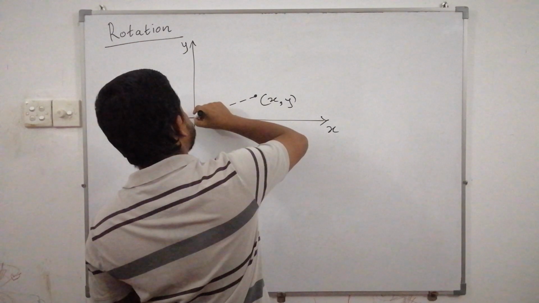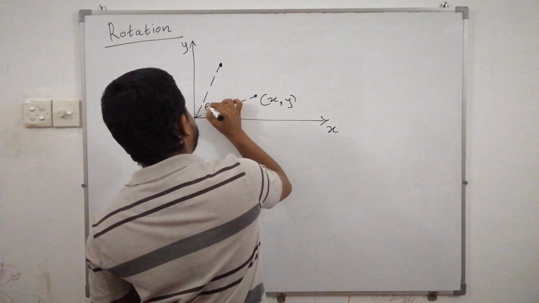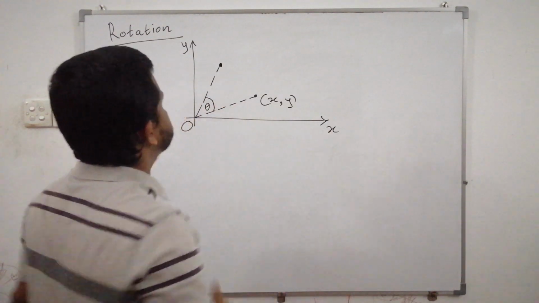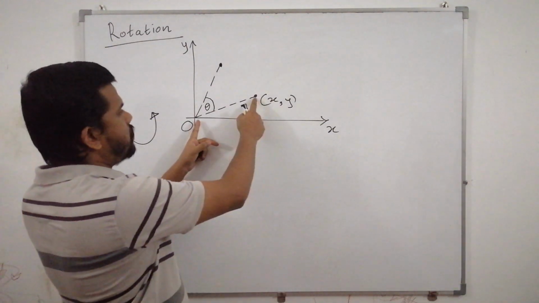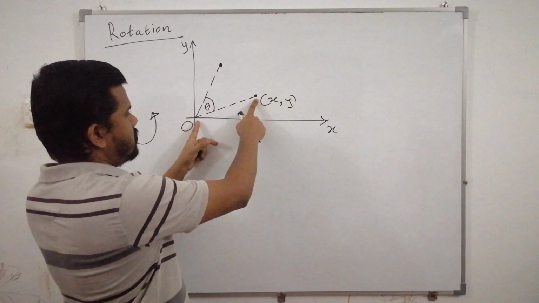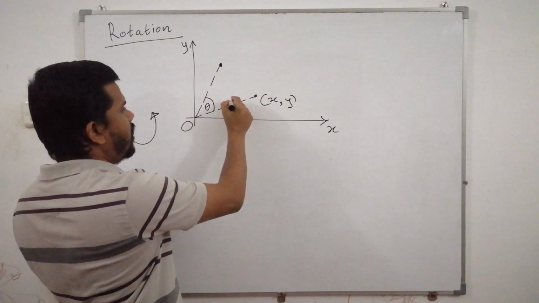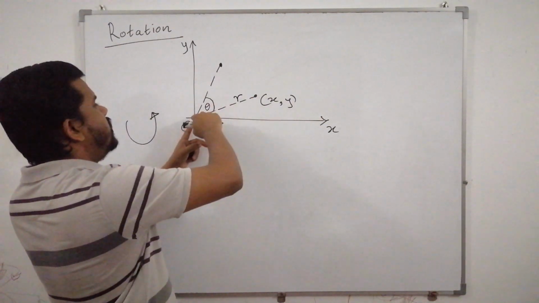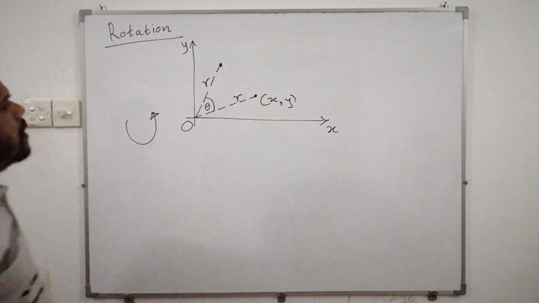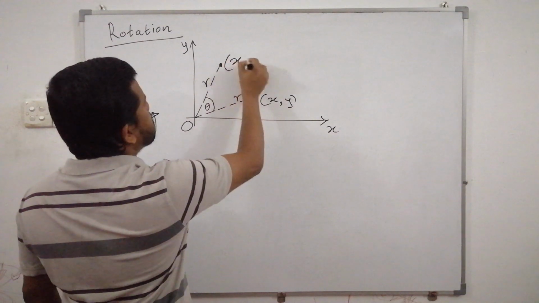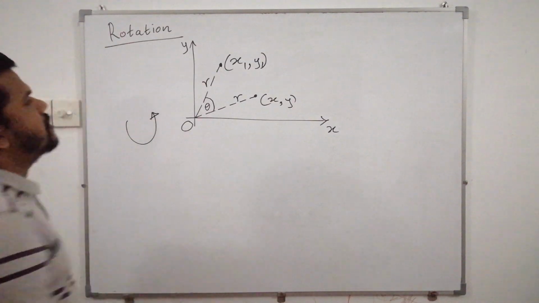It rotates around the origin in anti-clockwise order by an angle theta. So here we have theta. So now if the length of this dotted line segment is r, then definitely length of this one is also r. So now let's take the coordinates of the new position as x1, y1.